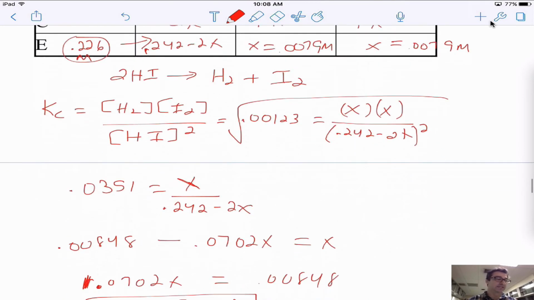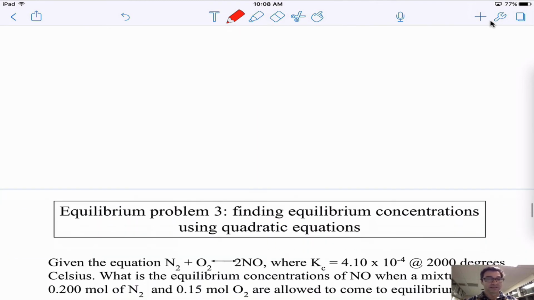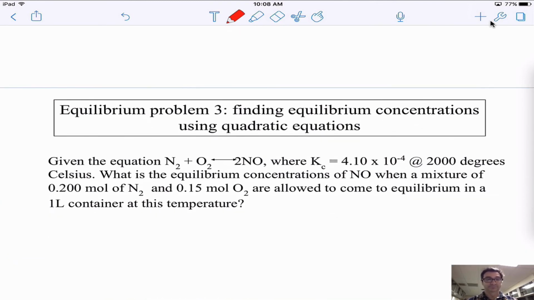Now this problem was easy in the sense that it was a perfect square. More difficult would be one where I have a not perfect square and I'd have to do a quadratic. So what I'd like you to do is try and solve for the concentrations of these equilibrium species, NO, O2, and N2, when you reach equilibrium given this particular problem. And then we can go over that together in class.